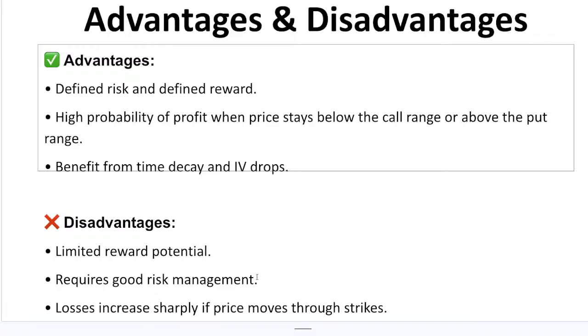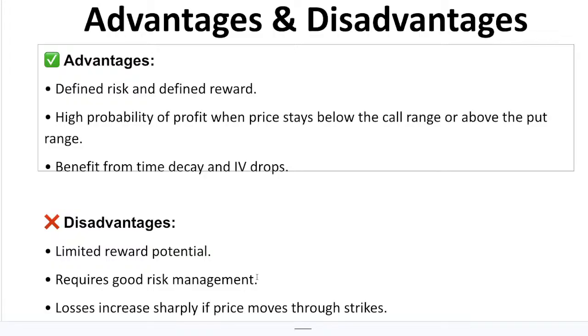So the disadvantage will be limited reward potential, and it requires good risk management. Because your risk-to-reward is not in your favor: you collect 200, and your maximum loss is 300. So you have to be more correct in terms of direction. You cannot sell just anywhere, and after that the price goes in the money and you start to lose money, right? So you want it to be slightly above your selling strike price or below the selling strike price, so you can collect the whole full premium. So you have to do a bit of risk management here.